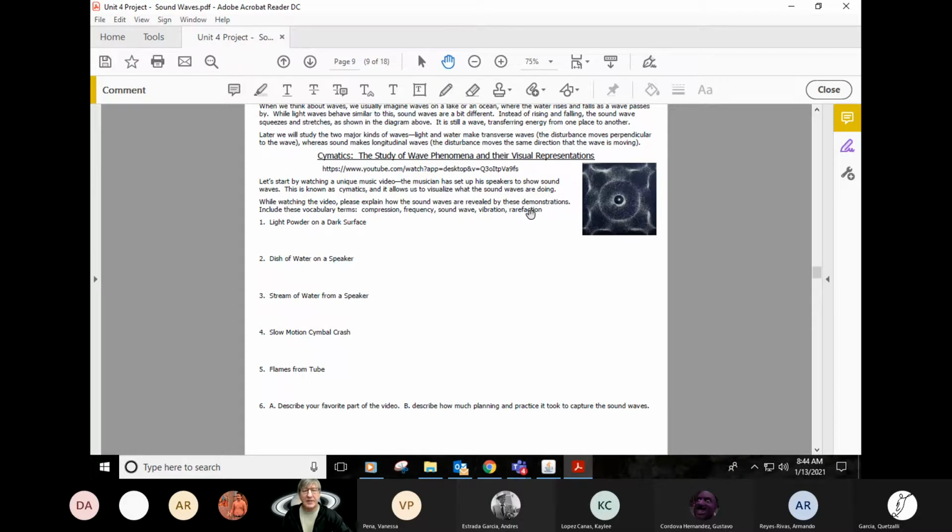Use vocabulary. How about flames from a tube? How does that show the zone of compression and the zone of rarefaction when he plays different notes through it? So this was another page you can do on your own at any time.